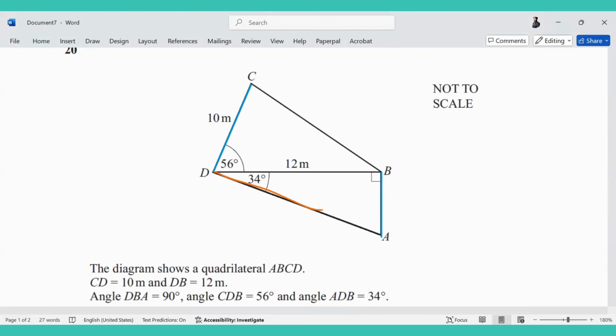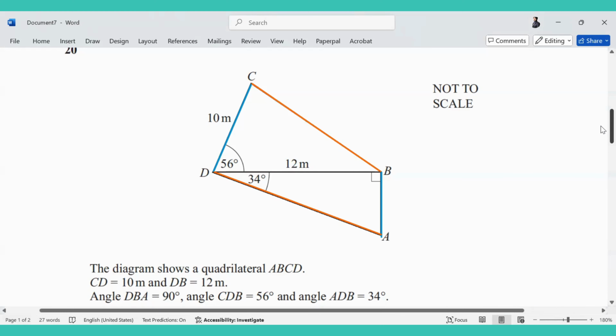One is the length of AD, and the other is the length of BC. Remember, you will not add the length of BD because that is not a boundary of the quadrilateral. Perimeter is total length of the boundaries. So I need to figure out these two lengths. First, I'll figure out the length of AD. I will focus on the triangle ABD, which is a right angle triangle.